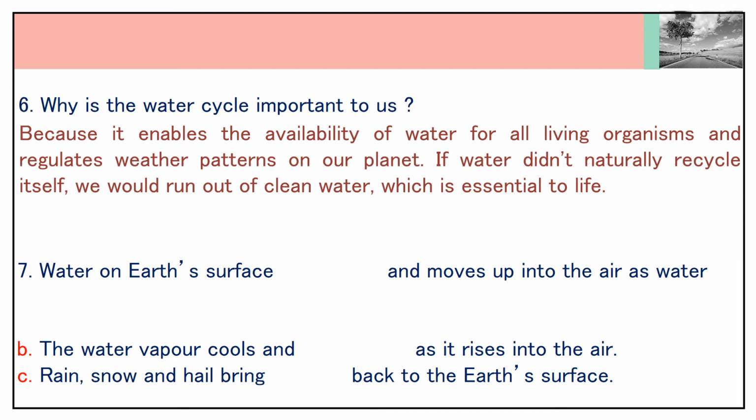Question 7a. Water on Earth's surface evaporates and moves up into the air as water vapor. Question 7b. The water vapor cools and condenses as it rises into the air. Question 7c. Rain, snow, and hail bring water back to the Earth's surface.